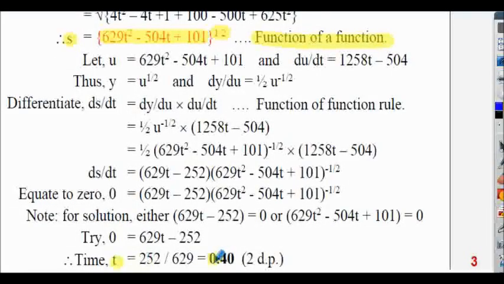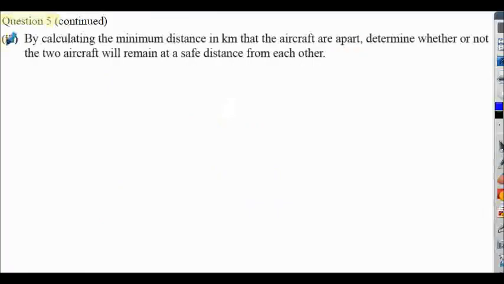Time calculates to be 0.4 to 2 decimal places. That's 0.4 hours. Question 5, part 3. We've got to calculate the minimum distance in kilometers that the aircraft are apart and determine whether or not the two aircraft will remain at a safe distance to each other.